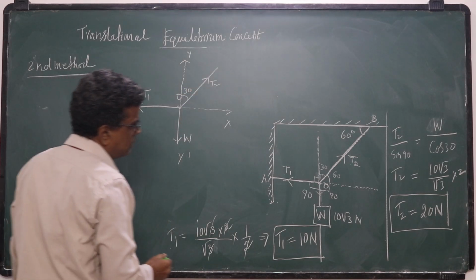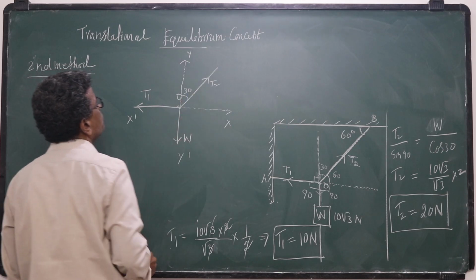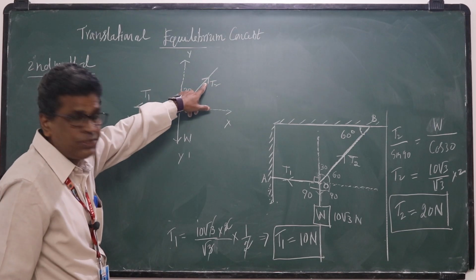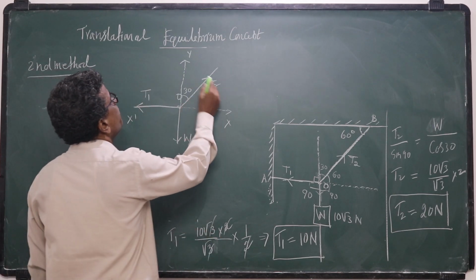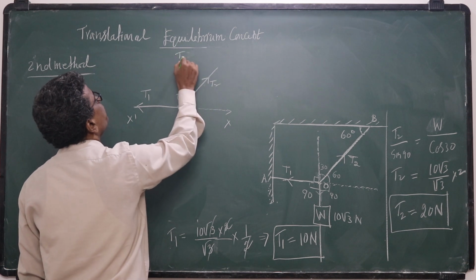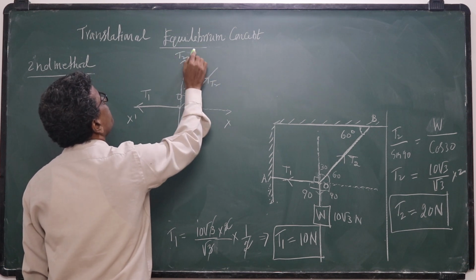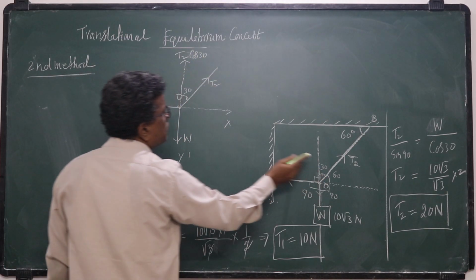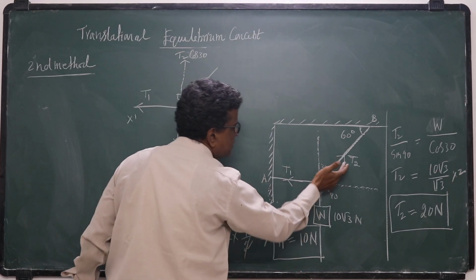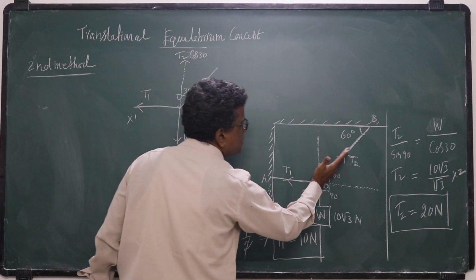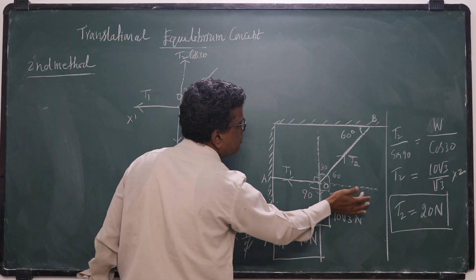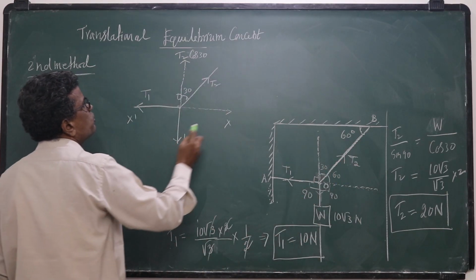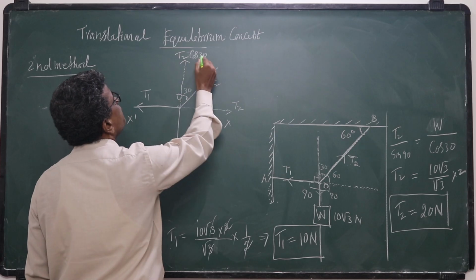Okay, and this is 30. So now I am resolving this force T2 into components. Since this is theta 30, its component in this direction is T2 cos 30. Its component in this direction is T2 sin 30 or T2 cos 60. So this one is T2 sin 30.